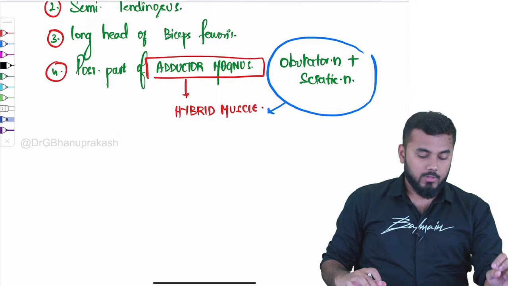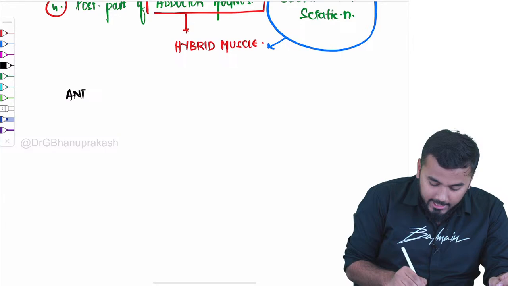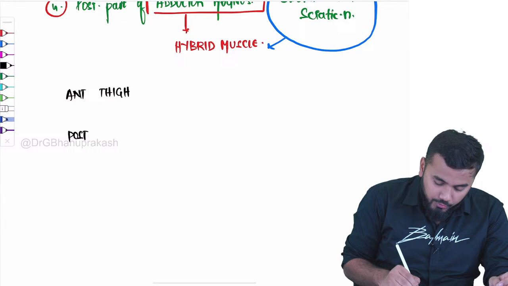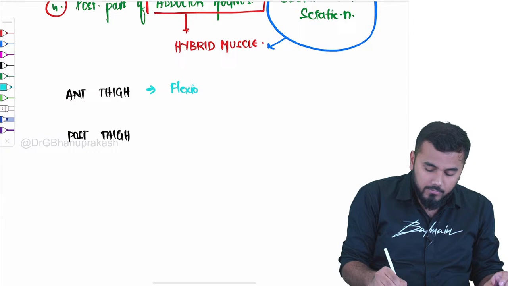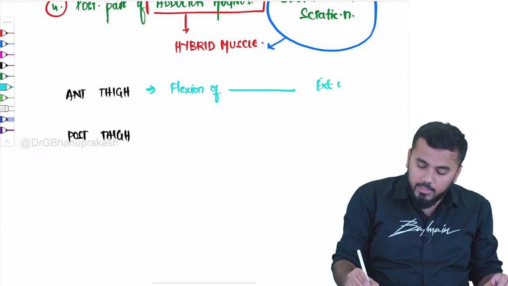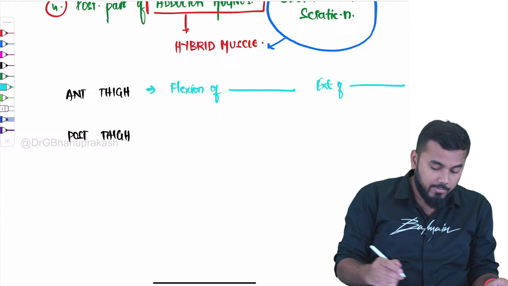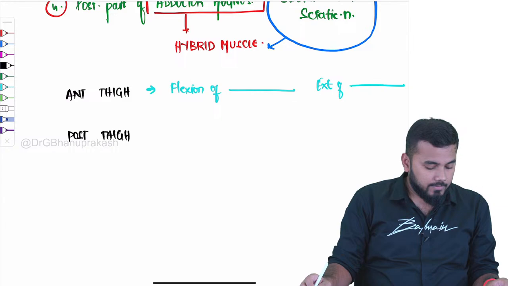So in the starting itself, we have discussed anterior thigh muscles, and now we have discussed posterior thigh muscles also, right? Just for a quick recap, I told you the anterior compartment is responsible for two functions. What are those two functions? Flexion of hip, very good, and extension of knee.